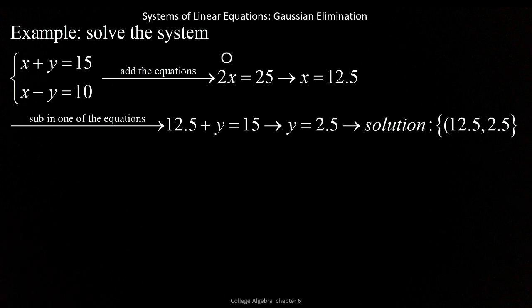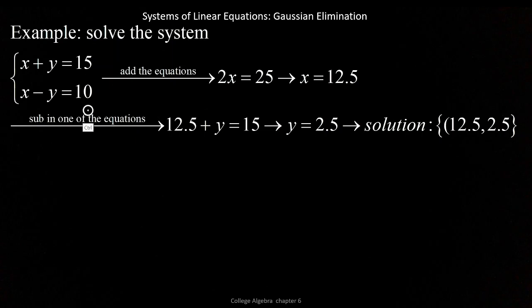Now here we can add. Here's another system. It says add the equations, and we can get rid of what? Get rid of y, right? So this equation plus this equation is going to be x plus y plus x minus y. The y's go away, so we get 2x. Then 15 plus 10 is 25. So x equals 12.5.